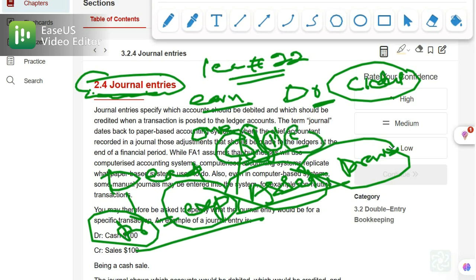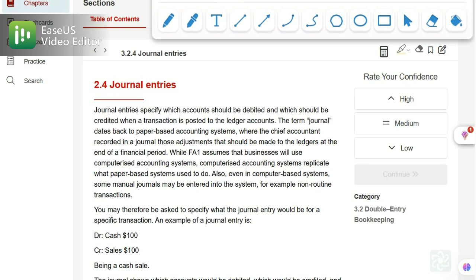Now, a rule you must always follow is that debit is equal to credit. If they don't balance, something is wrong. Here we have the concept, so let me read this, and then we will move to the example.